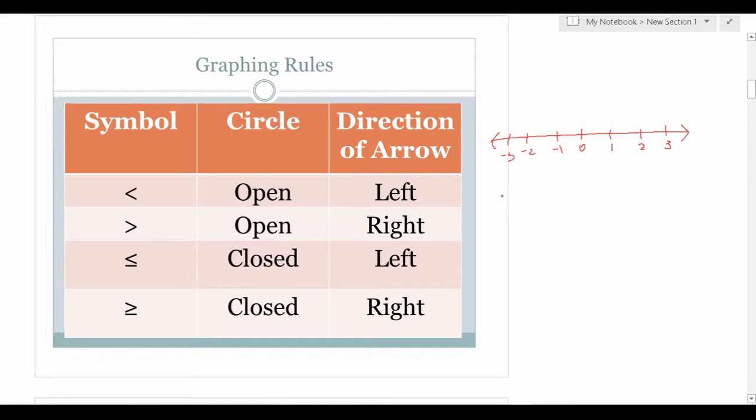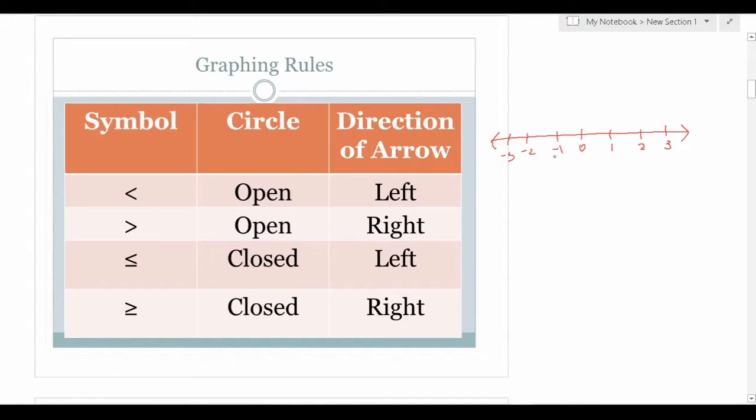So to graph an inequality on a number line, you simply place an open or closed circle above a value that you're given, and then you write an arrow either in the left or right direction, implying that all those values are either less than, greater than, less than or equal to, or greater than or equal to that value.